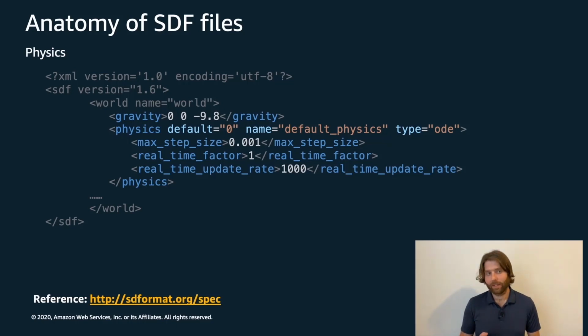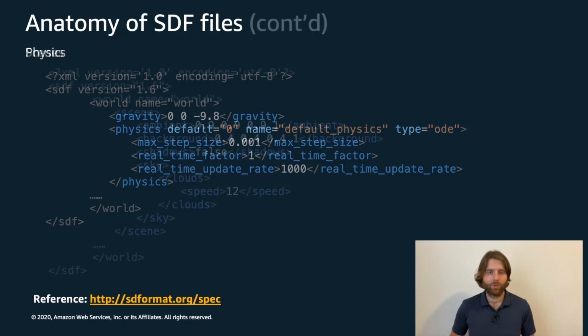So the max step size times the real-time update rate produces the upper bound of what's called the real-time factor. In this case, 0.001 seconds times 1000 Hertz would be 1, making our upper bound real-time factor 1. To give you some sense about what real-time factor will do for your applications, if it's below 1, that means your application will run slower than real-time. If it's above 1, your application is running faster than real-time.